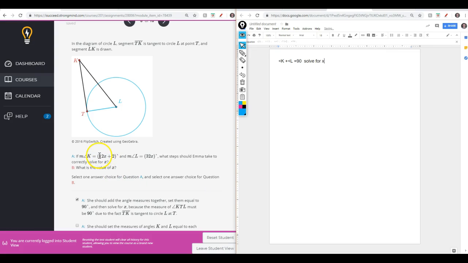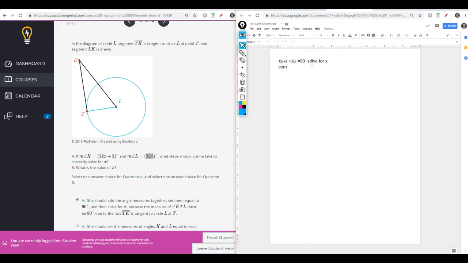Alright, well, angle K was 12x plus 2. So I'm going to replace angle K right there with 12x plus 2. And angle L is 32x. So I'm going to replace angle L with 32x. So we have that 12x plus 2 plus 32x equals 90 degrees, and we want to solve for x.